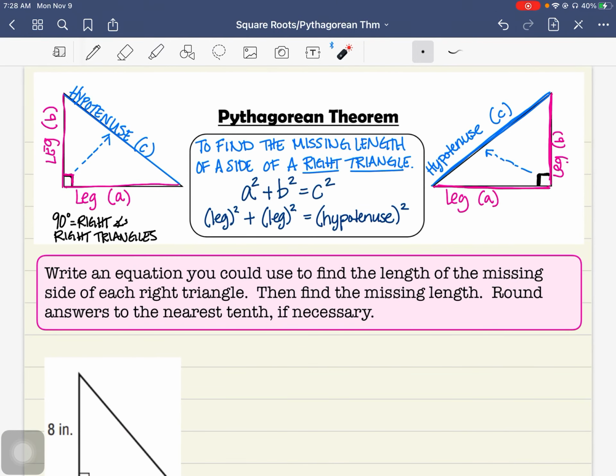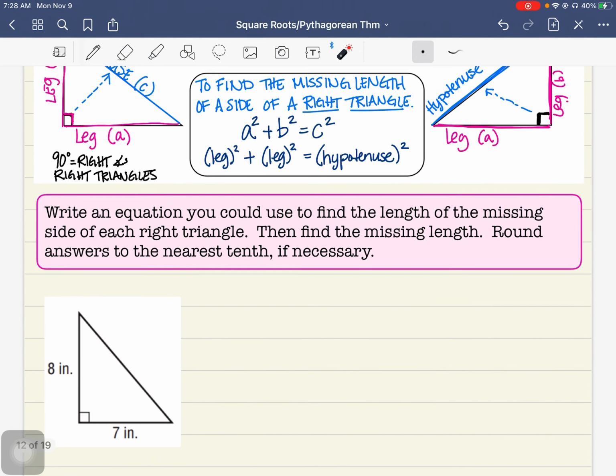So here are our directions for today. First, we want to write an equation we can use to find the length of the missing side of each right triangle. Then we want to find the missing length. Because we're using squares here, remember when we talked about in our last lesson, to solve things, we're going to have to use square roots. So we may have to round answers to the nearest tenth if we have to do square roots of things that don't come out nice. So this is why a calculator is going to be nice.